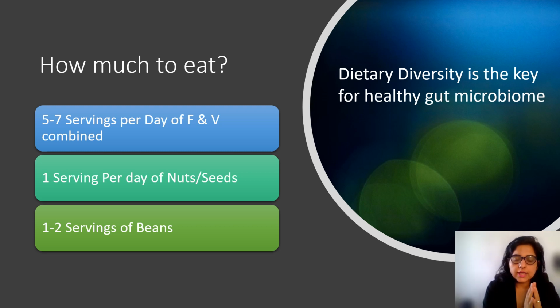Now these are some guiding principles which you can use to have diversity in your diet. This will not only help in your balanced nutrition, but it will also help the gut microbiome in your body.